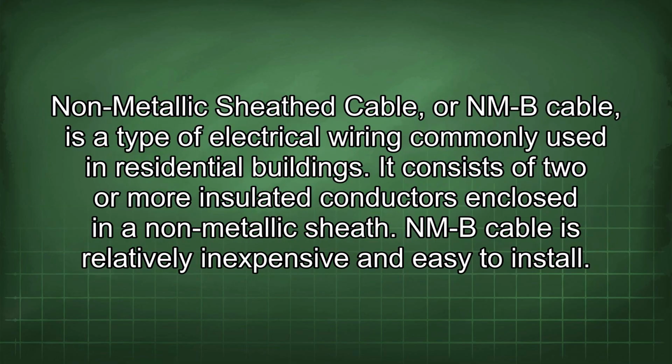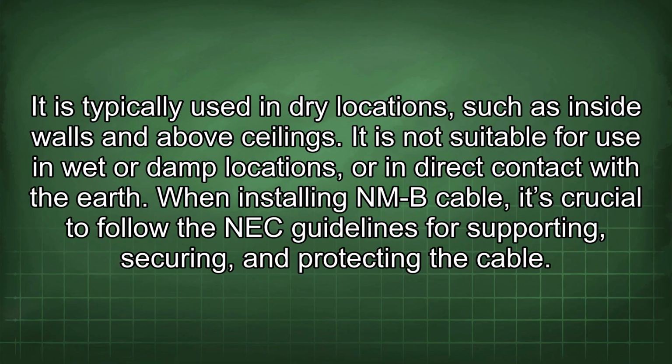Non-metallic sheath cable, or NMB cable, is a type of electrical wiring commonly used in residential buildings. It consists of two or more insulated conductors enclosed in a non-metallic sheath. NMB cable is relatively inexpensive and easy to install. It is typically used in dry locations, such as inside walls and above ceilings. It is not suitable for use in wet or damp locations or in direct contact with the earth.